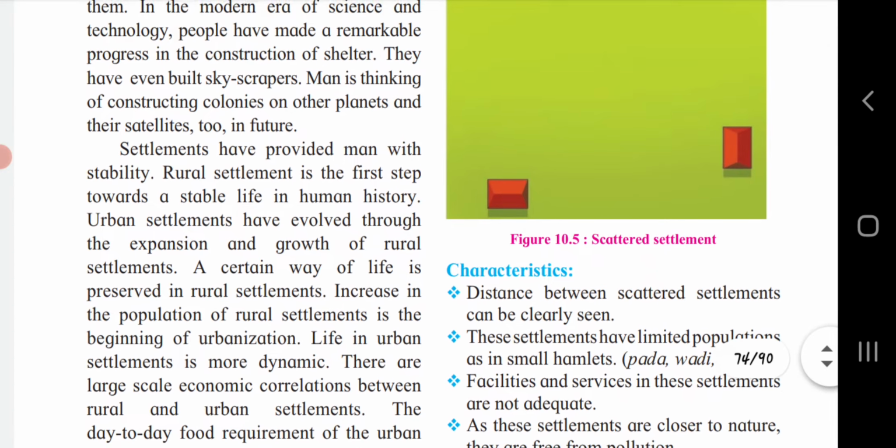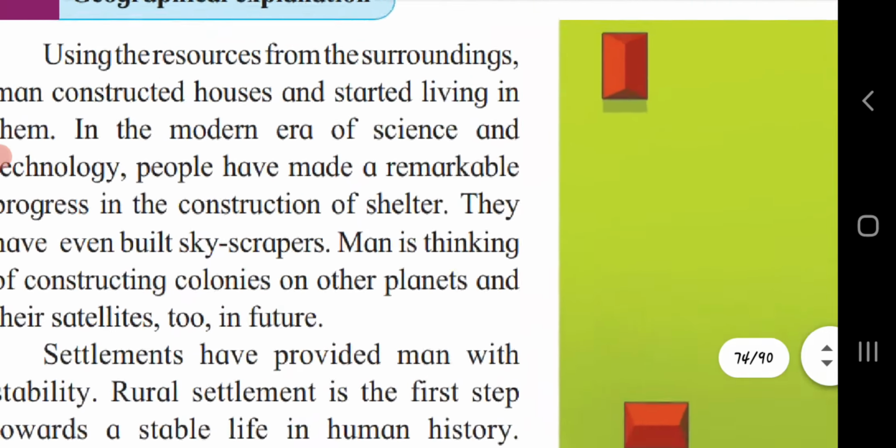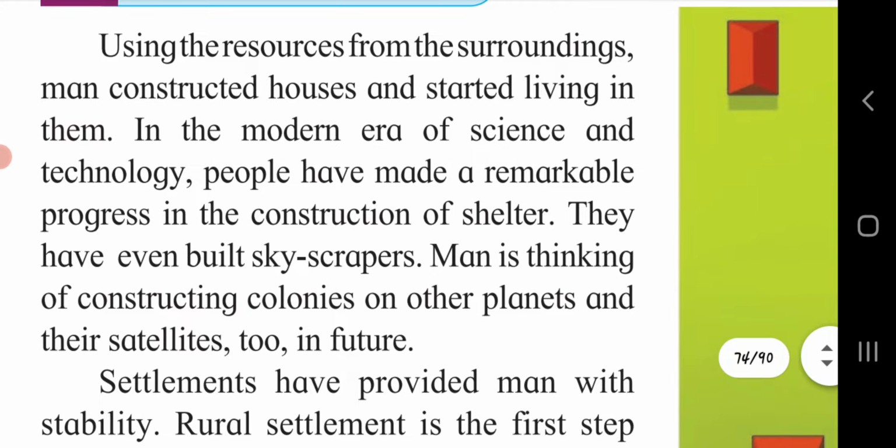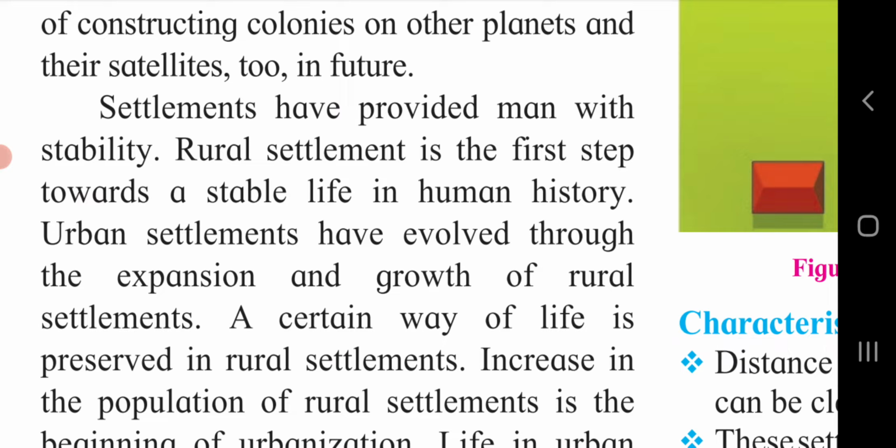Geographical explanation. Using the resources from the surroundings, man constructed houses and started living in them. In the modern era of science and technology, people have made remarkable progress in the construction of shelter. They have even built skyscrapers. Man is thinking of constructing colonies on other planets and their satellites too in future. Settlements have provided man with stability. Rural settlement is the first step towards a stable life in human history.